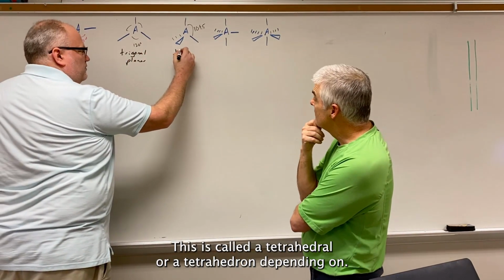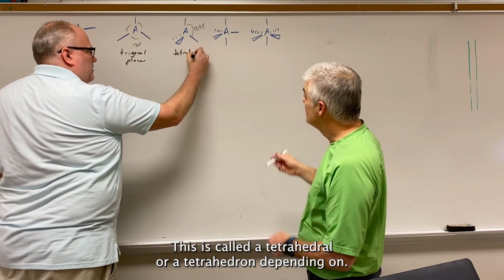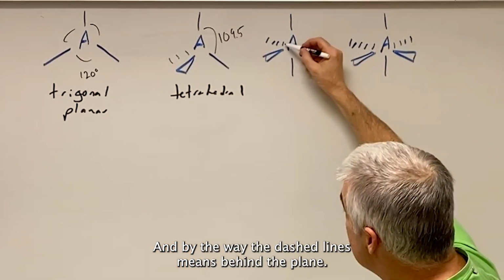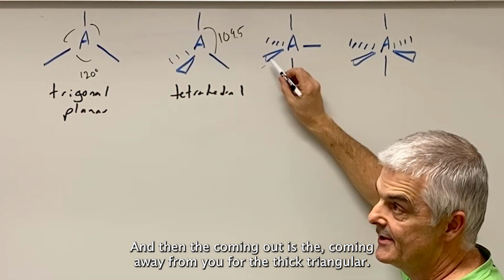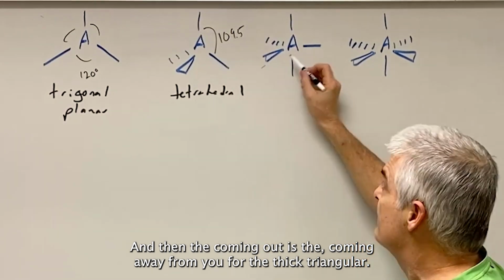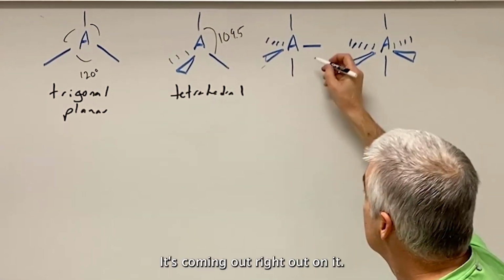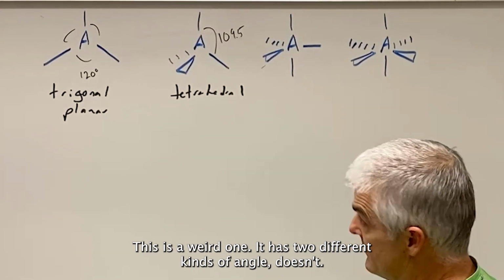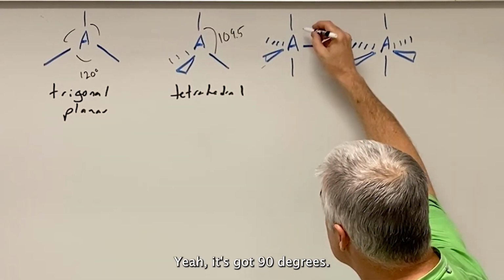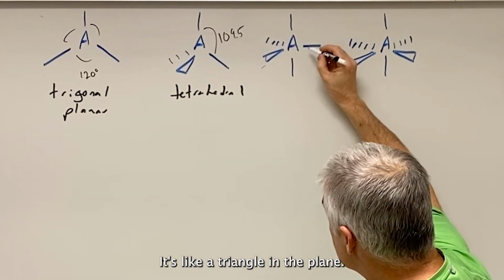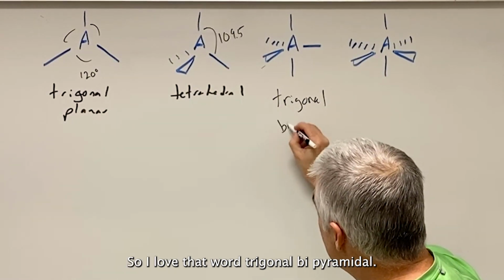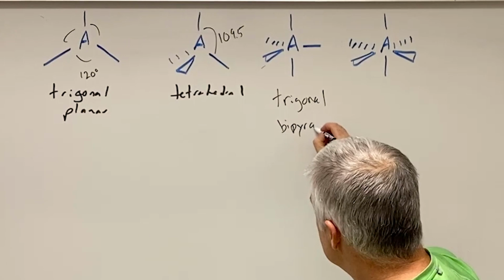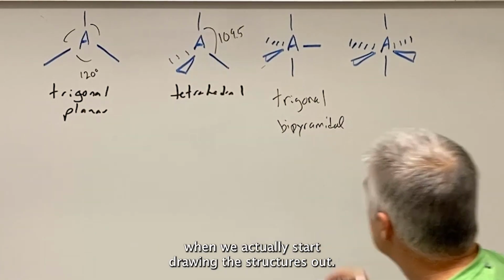This is called a tetrahedral or a tetrahedron. Now we have 5. By the way, the dashed lines mean behind the plane, and the thick triangular line is coming out toward you. This is a weird one that has 2 different kinds of angles, doesn't it? Yep. It's got 90 degrees, like a triangle in the plane. This is called trigonal bipyramidal. You will understand what that looks like when we actually start drawing the structures out.